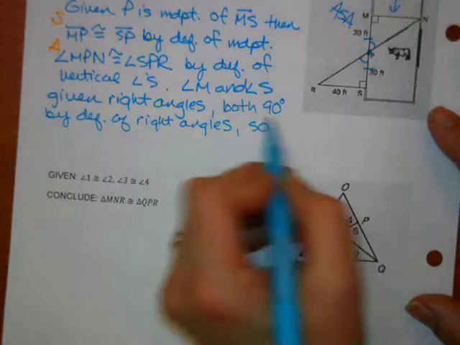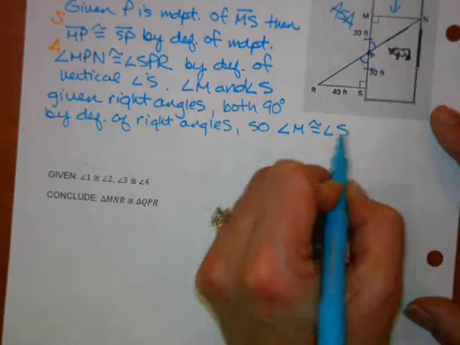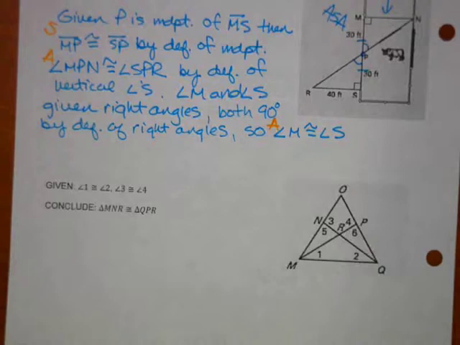So angle M is congruent to angle S. And there's my final angle. So I've done angle, side, angle now. You could do it in a different order. It doesn't matter, just as long as you prove those three things. Now you can make your congruent statement.